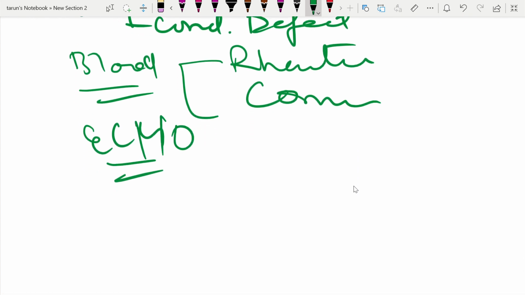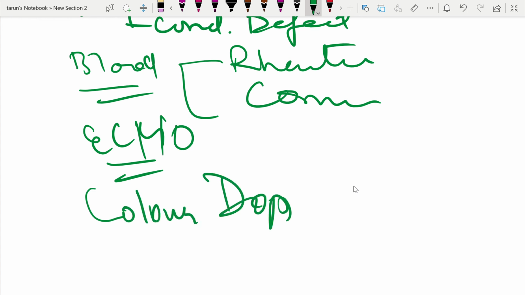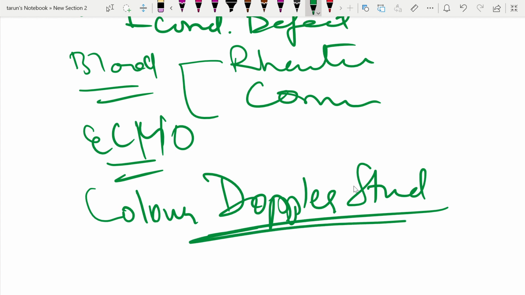Then you will do the cardiac catheterization to assess for coronary artery disease in patients requiring surgery. And lastly, you will go for the color Doppler study, most sensitive for detecting mild aortic regurgitation. You will do the color Doppler study for mild AR.